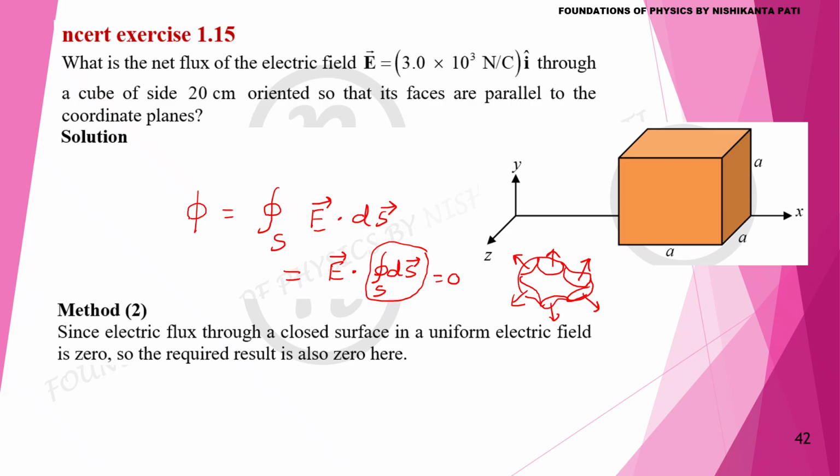Also, there is another way we can verify the flux to be 0. This is a uniform electric field, and this is a closed surface. However many field lines enter, the same number of field lines leave. That is why the flux through a closed surface is also 0 in a uniform electric field. So here the electric field is uniform, hence the flux must be 0.